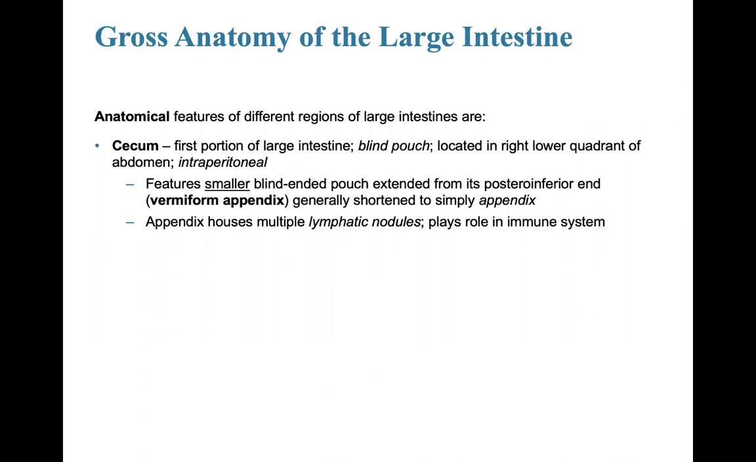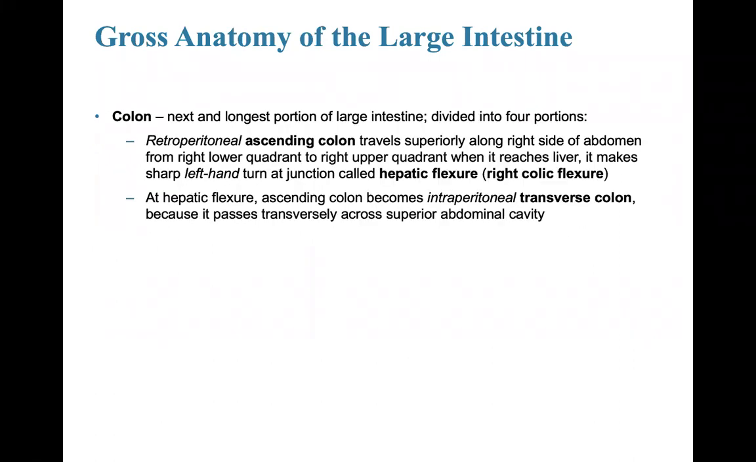The different regions of the large intestines include the cecum, which is the first portion of the large intestines. It's a blind pouch located in the right lower quadrant of the abdominal area. It is also intraperitoneal. It's going to feature a small blind-ended pouch that extends from the posterior inferior end, which is referred to as the vermiform appendix, generally shortened to the appendix. And again, the appendix will house multiple lymphatic nodules, and it plays a role in immune response.